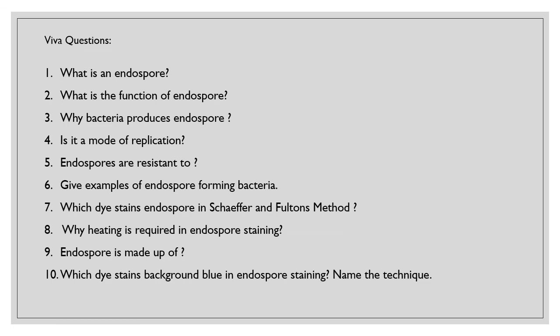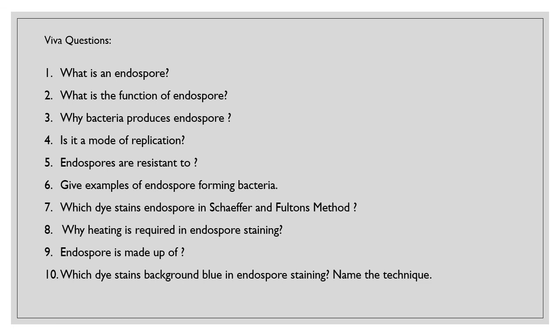In the case of Schaeffer-Fulton, malachite green stains your endospores, and in the case of Donner's method, ZnCF solution, that is Ziehl-Neelsen carbolfuchsin solution, stains your endospores. Then, why is heating required in endospore staining? This is a very important question. Another you may get is, what is an endospore made up of? For this question you need to watch the theory behind endospores. That video is already uploaded, so you will get the answer to this question there.